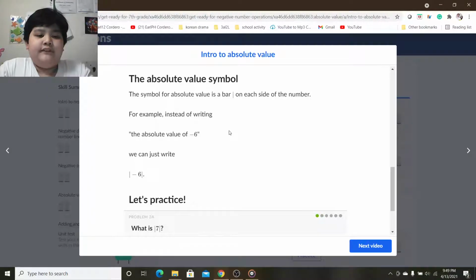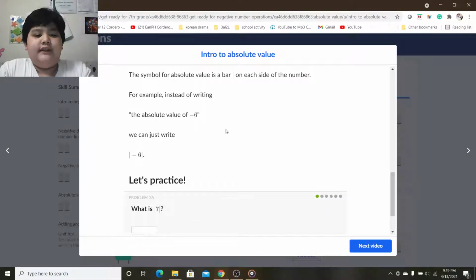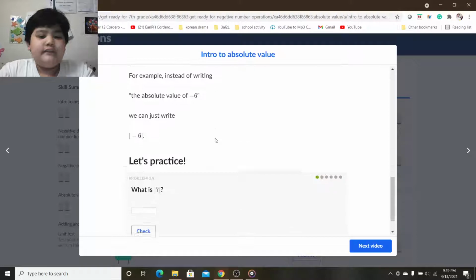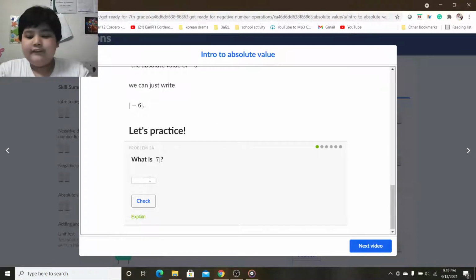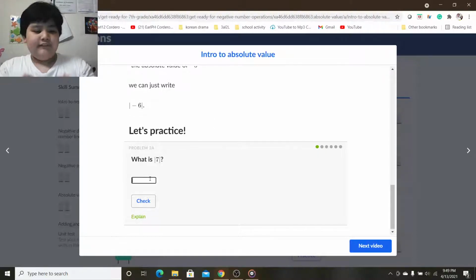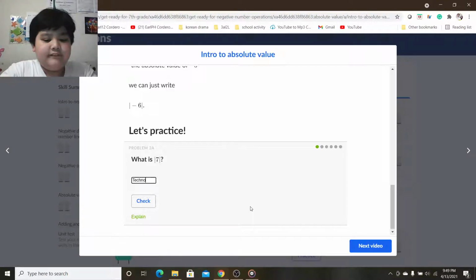The absolute value of negative 6. We could just write line negative 6 line. Oh, so that's what the line is for. Nobody told me what this line was for. I thought it was just so I could write things coolly. Yo. I've actually never used it unless I'm trying to do something like this.